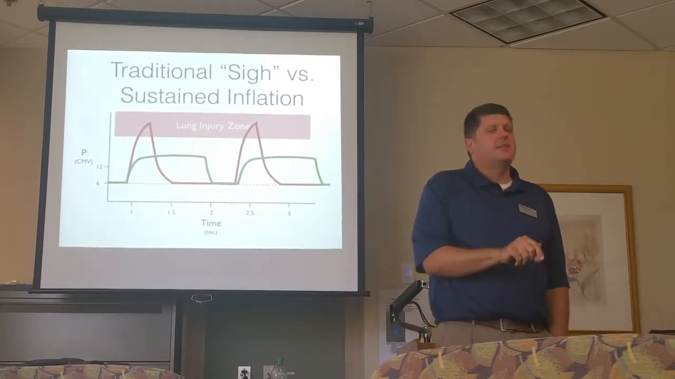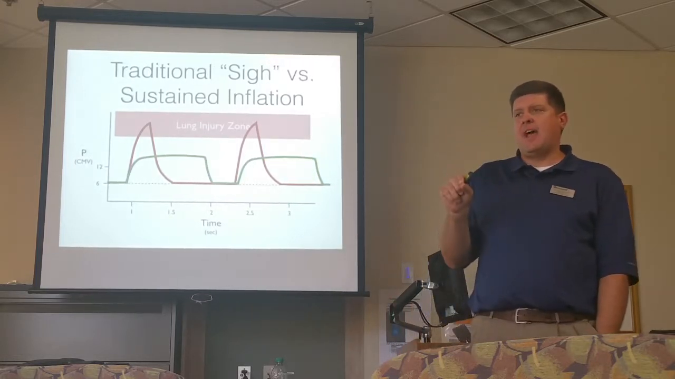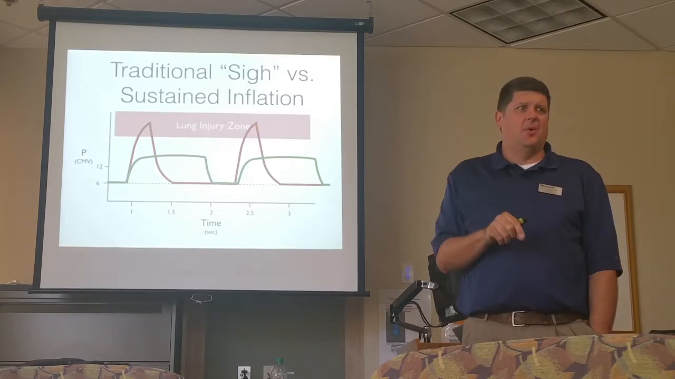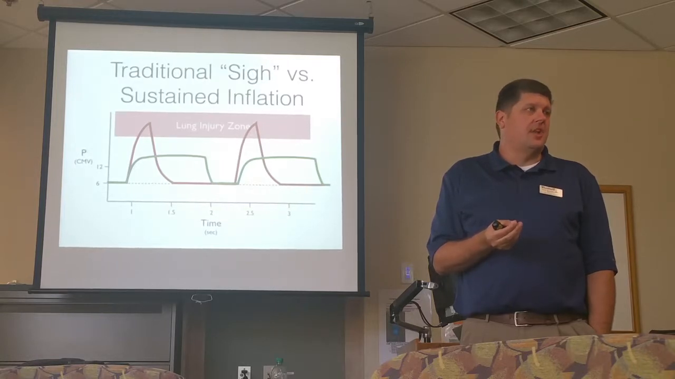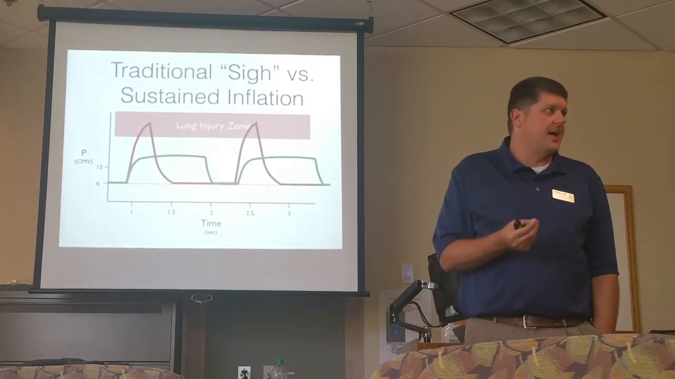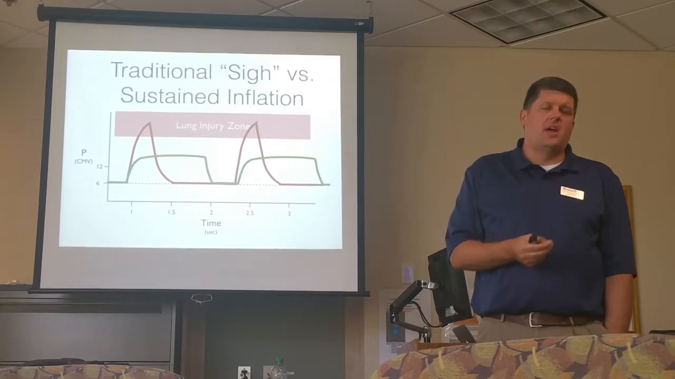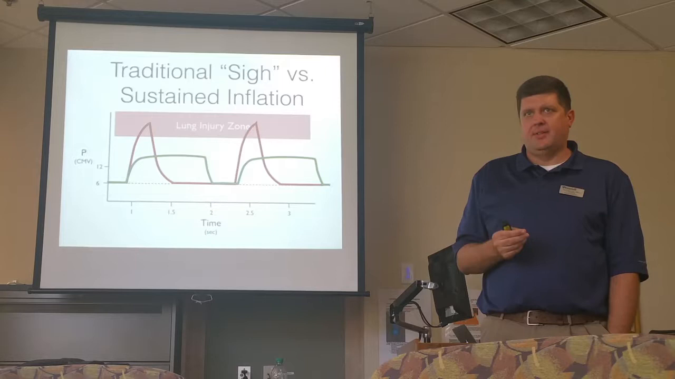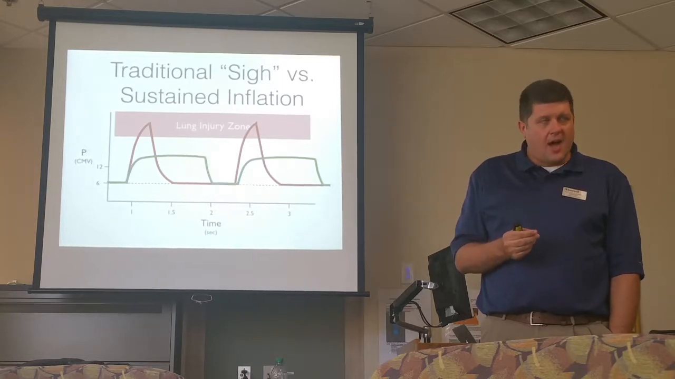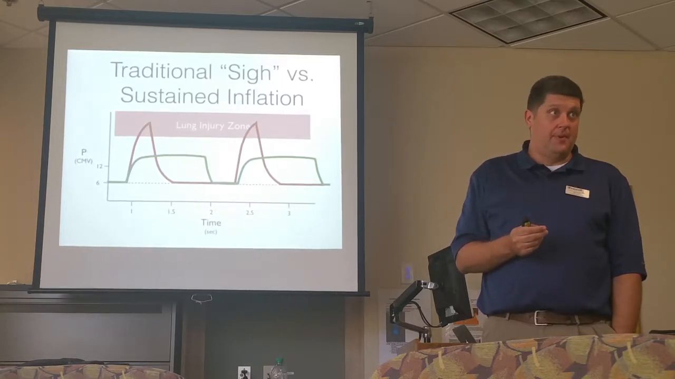If you have atelectasis and you deliver a high pressure fast, where's that gas going to go? Well, it's going to go to the parts of the lung that are already open. It's not going to go to the atelectatic parts because there's not enough time. We're delivering it too fast. The atelectatic parts of the lung have exponentially longer pulmonary time constants. It takes more time for those parts of the lung to open.